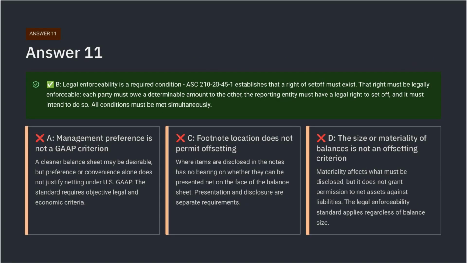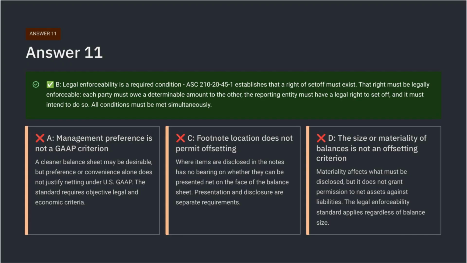The correct answer is B. The amounts are legally enforceable for setoff between the two parties. Legal enforceability is essential for offsetting. The right of setoff must actually exist and be supportable.